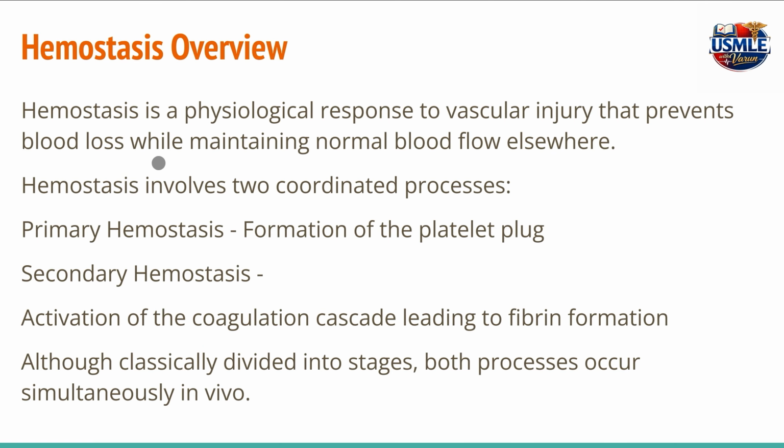Firstly, let's begin with understanding about hemostasis. Hemostasis is the body's mechanism to stop bleeding after vascular injury while still maintaining normal blood flow in the rest of the circulation. Hemostasis has two main components: primary hemostasis, which forms the platelet plug, and secondary hemostasis, which stabilizes the plug with fibrin. Although we describe primary hemostasis and secondary hemostasis separately, in reality these processes happen simultaneously.